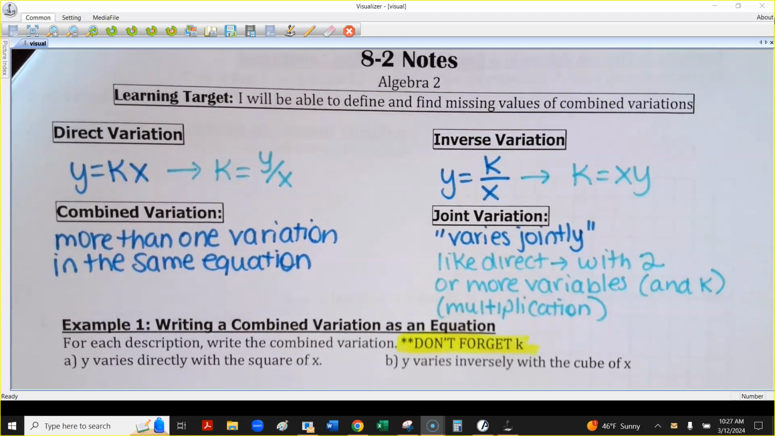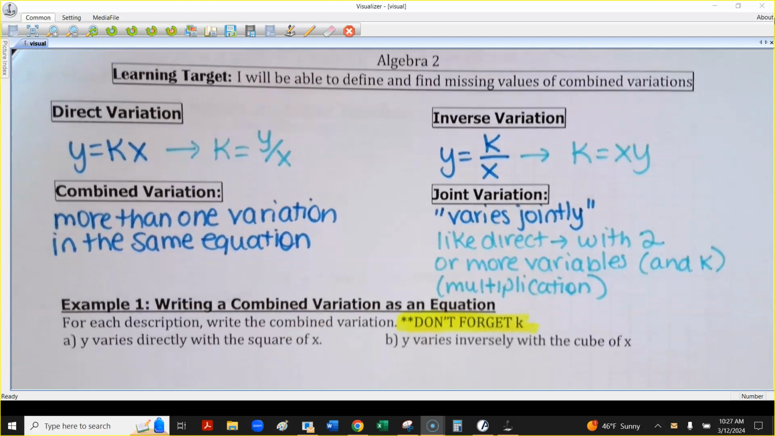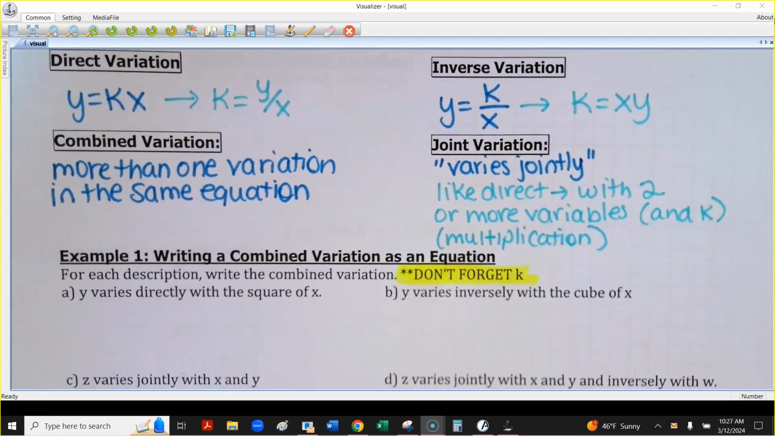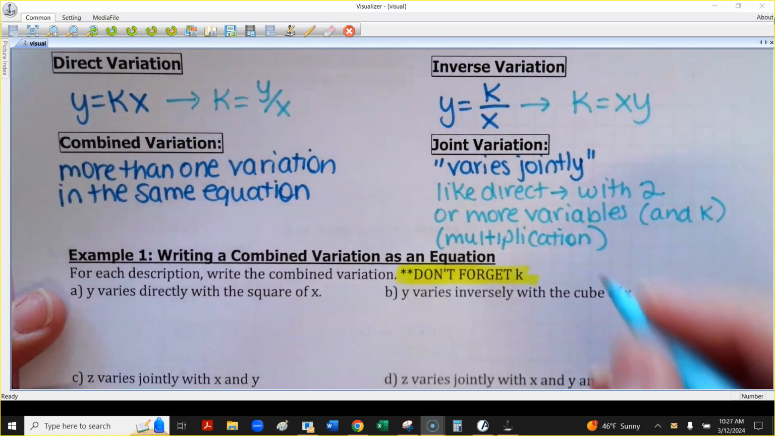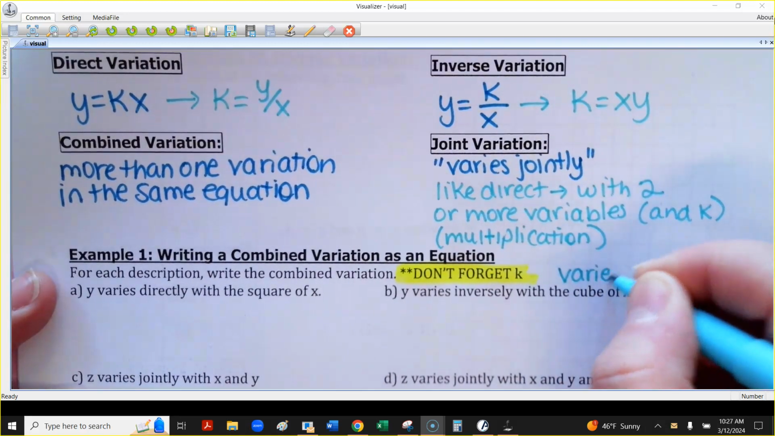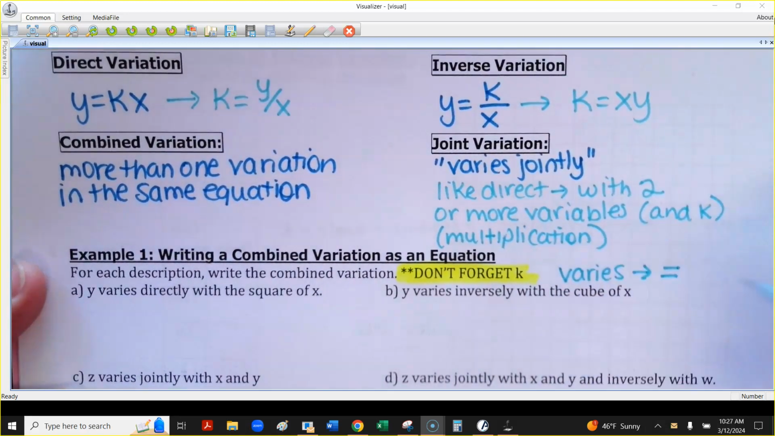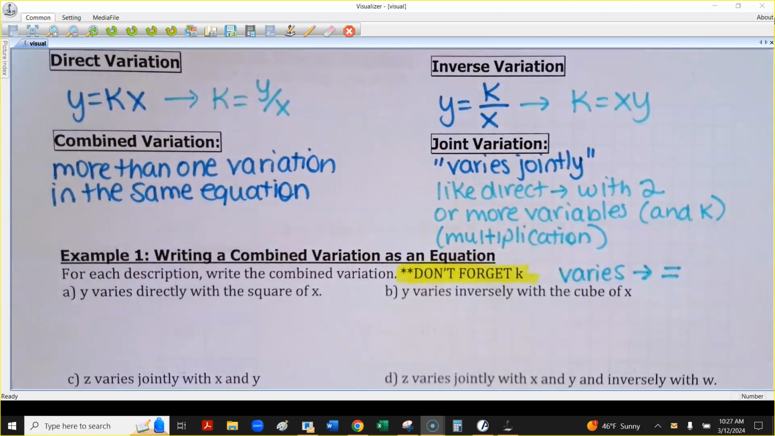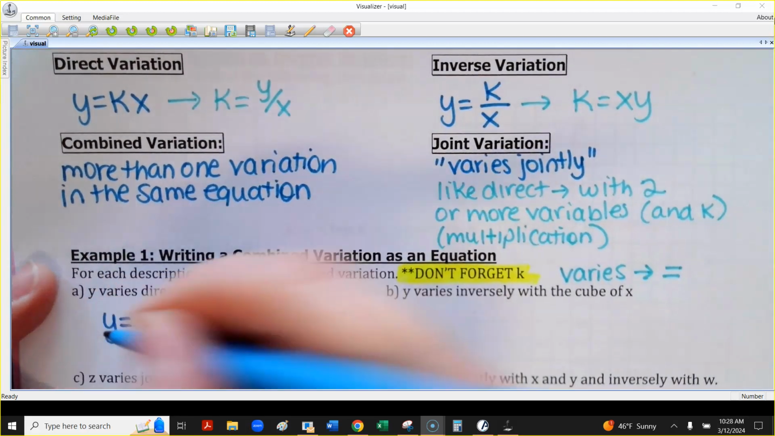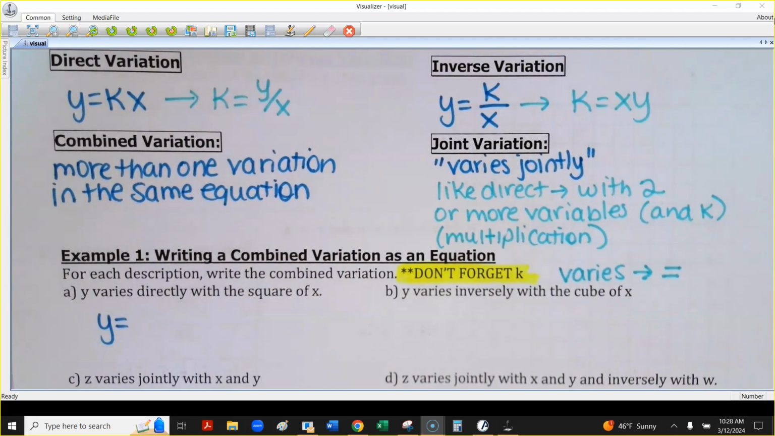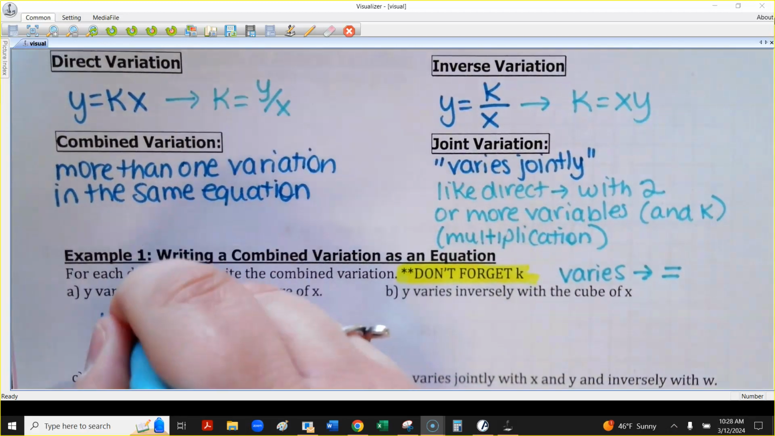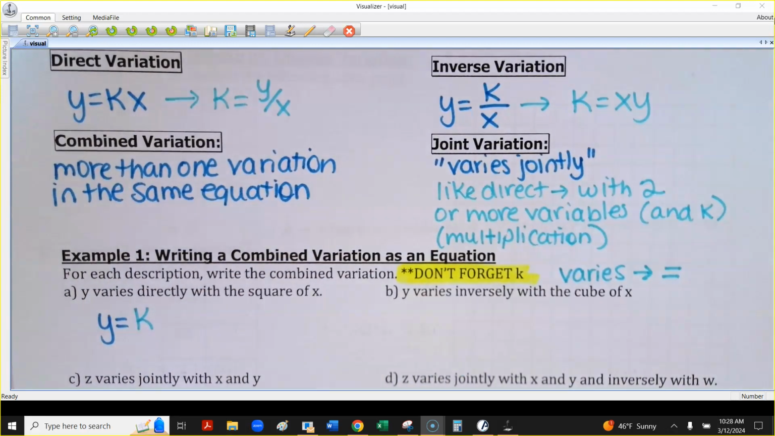All right, so in this first example, we're just going to take what's written and write it as an equation. So I'm just going to translate this. If you remember from yesterday, if you see the word varies, that translates in an equation to an equal sign. This says y varies, so I'm literally just going to say y equals. Direct is a multiplication with k, so I'm just going to do k, and then it says directly with the square of x.